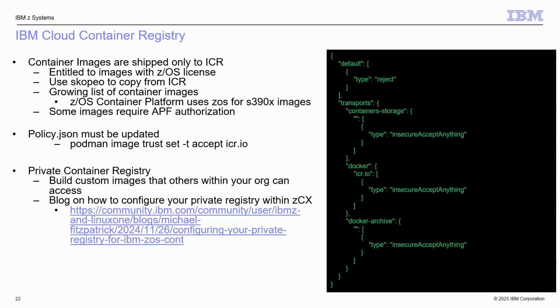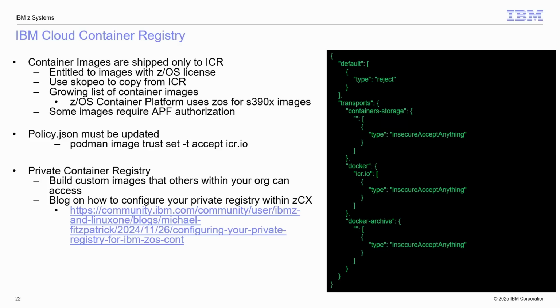You're going to want your own container images that you can build on top of. And that's where the IBM Cloud Container Registry comes into play. These container images that IBM provides are only going to be shipped to ICR. You're entitled to these with your z/OS license. The credentials are provided in an image entitlement memo on ShopZ. The list of container images that IBM provides is constantly growing.